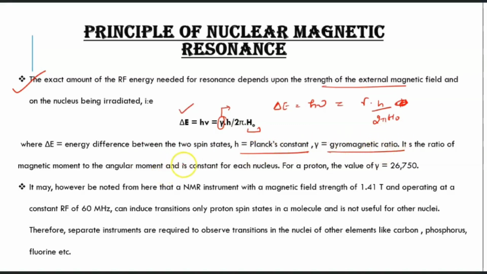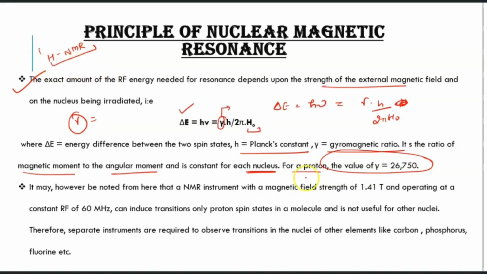And therefore, what is the gyromagnetic ratio? अगर आपसे पूछ सकते हैं ये क्या होता है, पता होना चाहिए, examiner की मर्जी है, वो कुछ भी पूछ सकता है 1 मार्क्स में, 2 मार्क्स में. So the gyromagnetic ratio is the ratio of magnetic moment to the angular momentum and is constant for each nucleus. In the case of proton, the value is going to be 26750. So हम पढ़ ही proton NMR रहे हैं, तो definitely you should remember the value of gamma in this case.